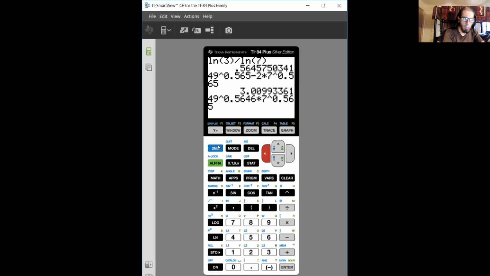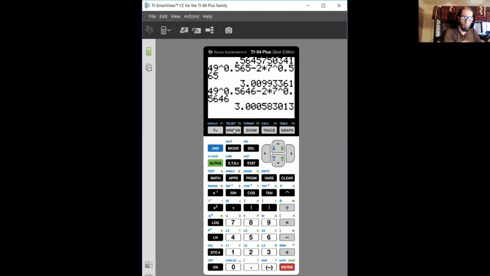And minus 2 times that. Okay, so 0.5646. Let's see if we're getting even closer to 3. When we round that to 4 places now that I've rounded natural log of 3 divided by natural log of 7 to 4 places, now when I round this to 4 places, I'm getting 3.0006, even closer to 3.